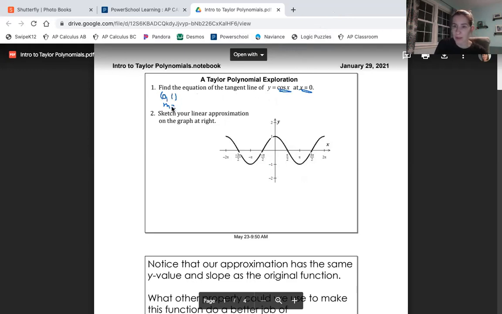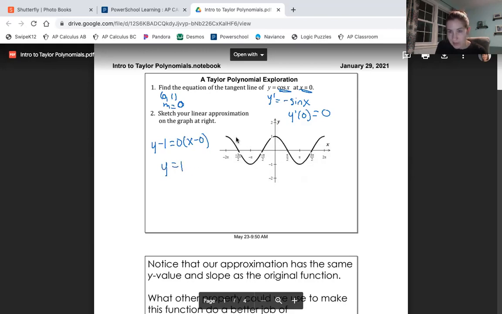And now we want to find the slope of that tangent line, so we need to find the derivative. The derivative of cosine is negative sine of x. And then if we plug 0 into that derivative, we end up with 0. So now we know that the slope of our line is 0. In general, to write the equation of a tangent line, y minus y1 equals m times x minus x1. But if we simplify this, it's just y equals 1.